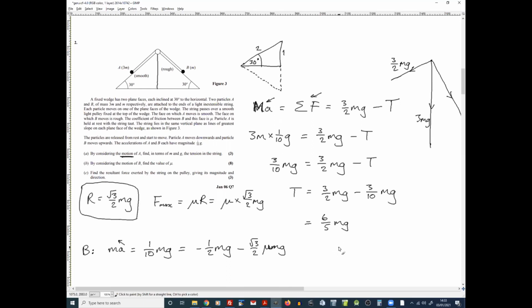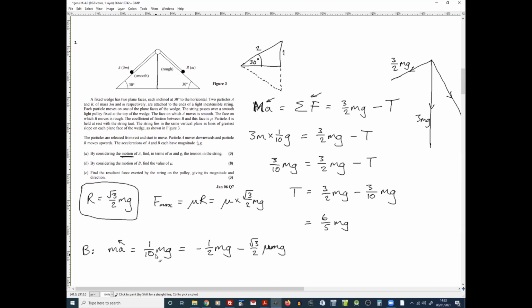We haven't. Oh, I don't know. I mean, why have we set a 10th mg as though it's positive? Which it will be, won't we? We know m is positive and g is positive, so a 10th mg is positive.